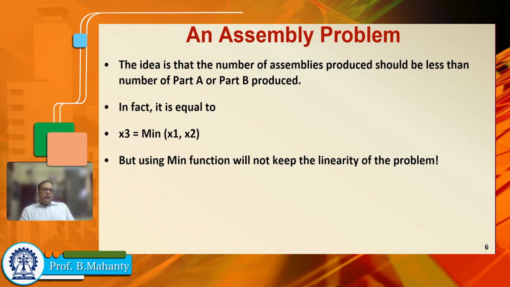You can use the min function, but the moment you use it in that sense, the linearity of the problem is not there anymore. But linear programming requires that the objective function and all the constraints be linear. If the linearity is disturbed, then we have a nonlinear problem, and the benefit of linear programming is not available. What is the benefit? That the basic feasible solutions are optimal solutions.